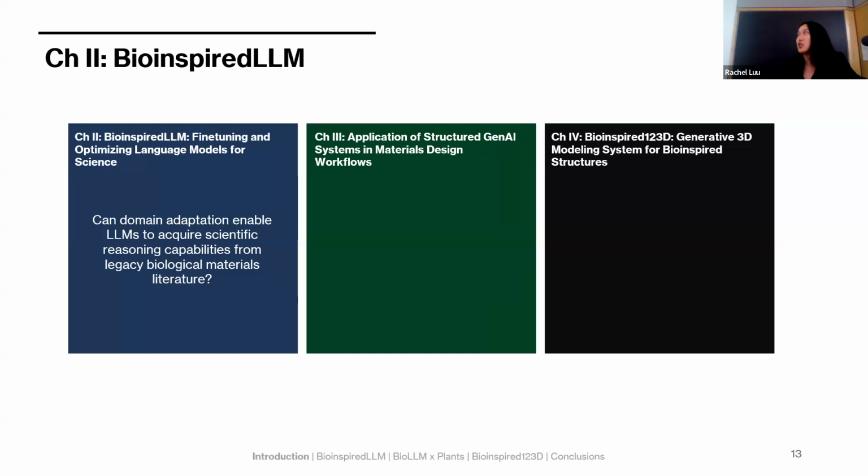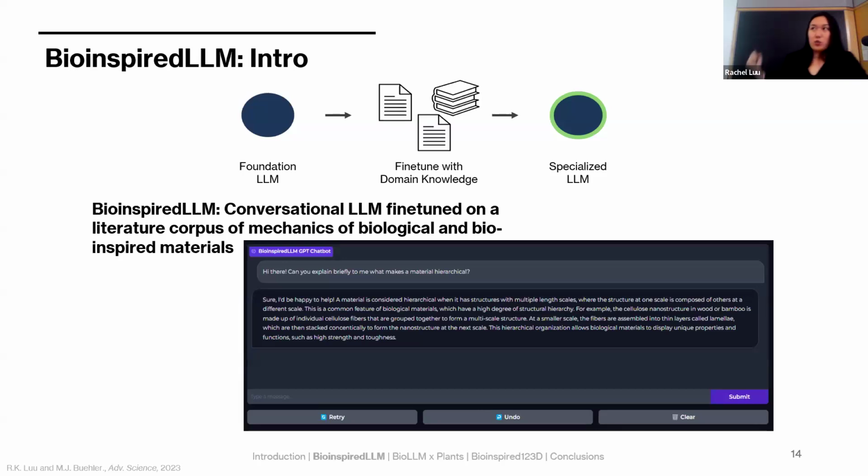The main guiding question that we have here is, can domain adaptation enable LLMs to acquire scientific reasoning capabilities from legacy biological materials literature? The basis of this work was done a long time ago, back in 2023, when LLMs were really rising. The main idea is that we're harnessing the power and knowledge that's already embedded in a foundational LLM and fine-tuning it with domain knowledge. With that, we're introducing bio-inspired LLM, a conversational LLM fine-tuned on a literature corpus of mechanics of biological and bio-inspired materials.